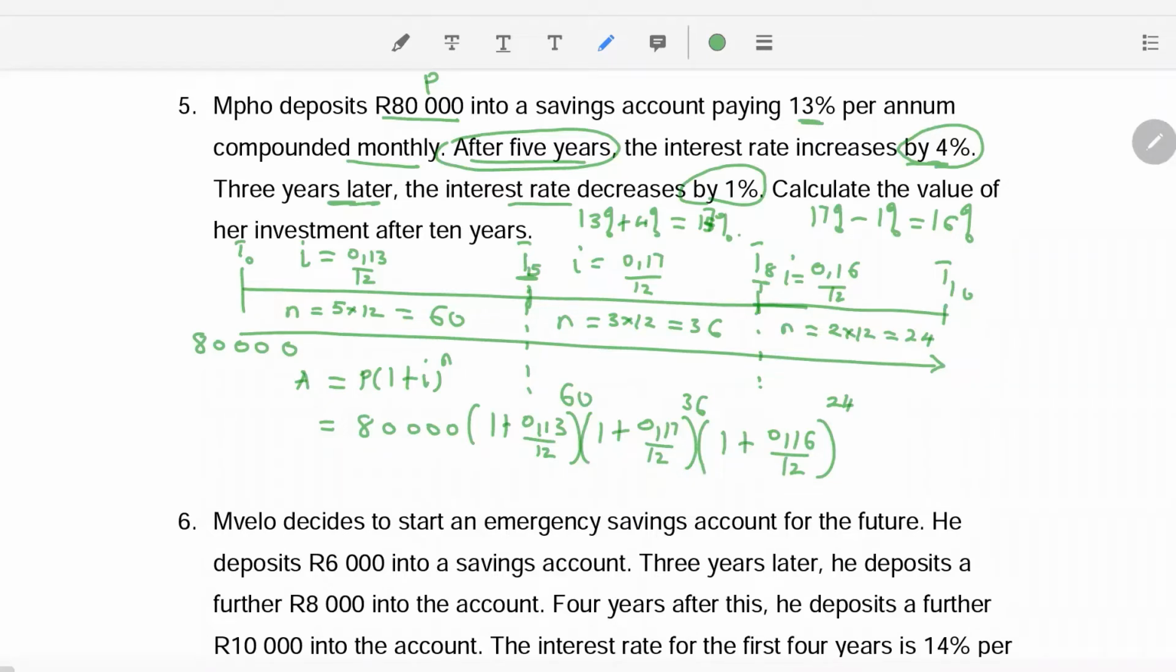And then that will give us a grand investment value of 348,222.14. So that's how much would be in that account after 10 years.